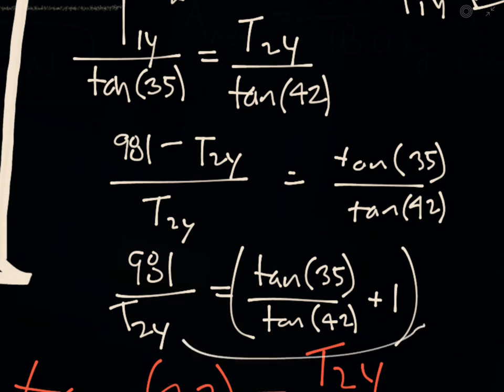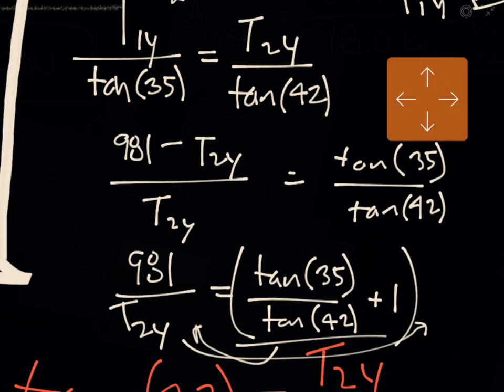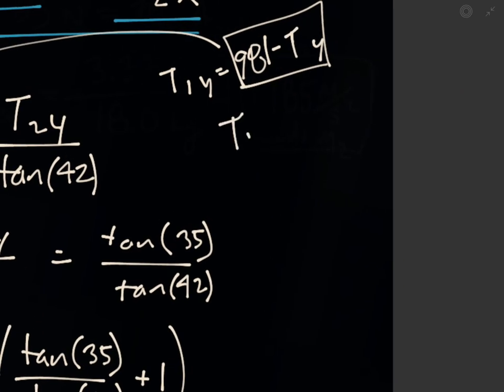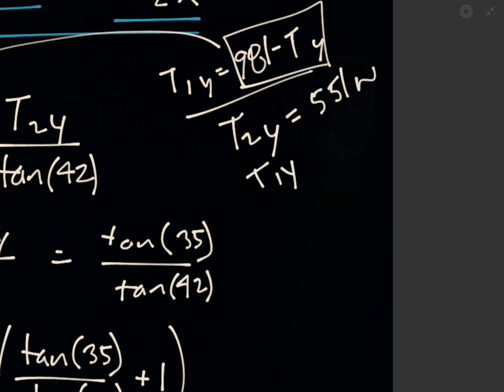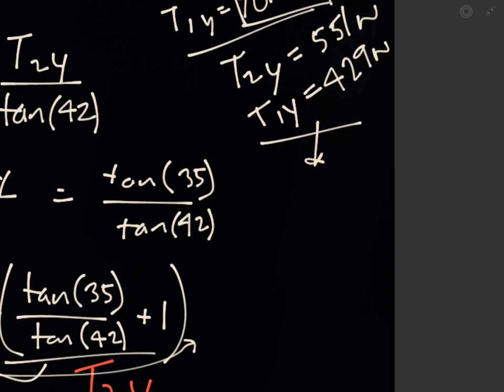We can multiply by t2y, and then divide by this quantity to get it back over, so we can solve for t2y. If we do that, it ends up being t2y is equal to about 551 newtons. And we can solve it back in with this equation to just find t1y, which is equal to 429 newtons.